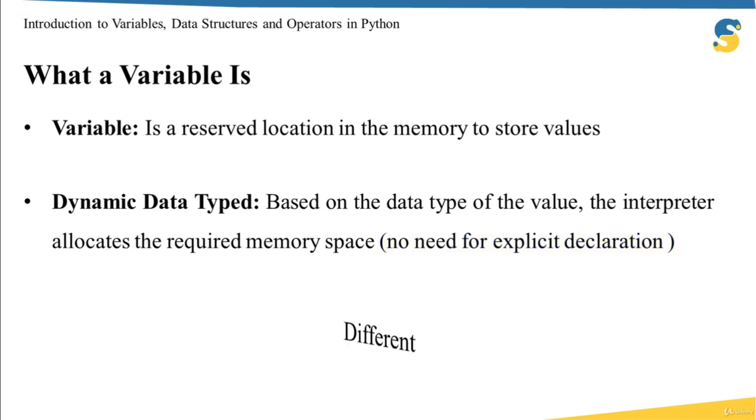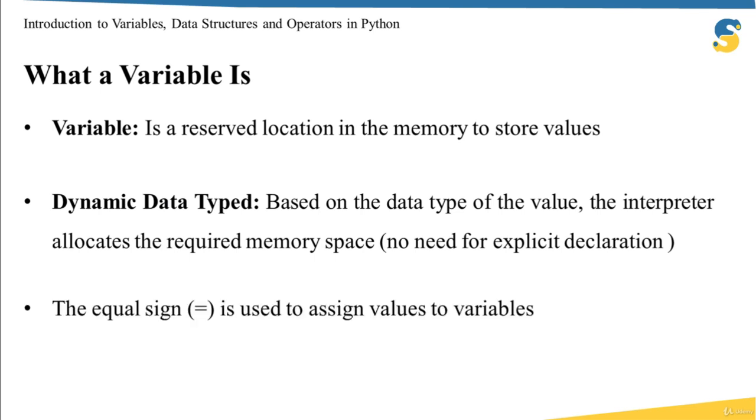And this is different from other programming languages like Java, for example, in which you have to explicitly specify the variable data type. Also, you have to keep in mind that we use equal sign in order to assign a value to a variable. And according to this value, the interpreter will understand the type of that variable.